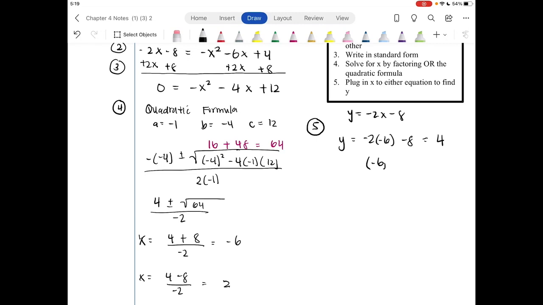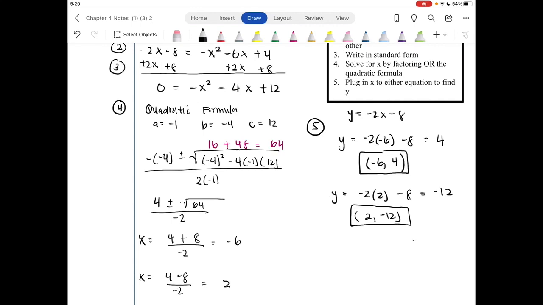We know the x value is negative 6, but the y value now is 4, and here is the first answer. But we need to repeat it with the second x value. So y is equal to negative 2 times 2 minus 8, which is negative 12, giving us a second point of 2 for x and negative 12 for y.